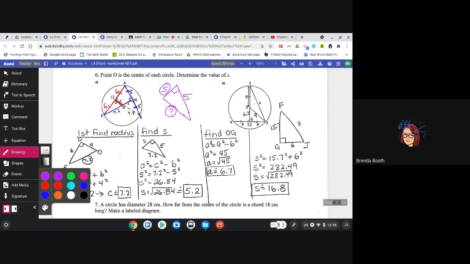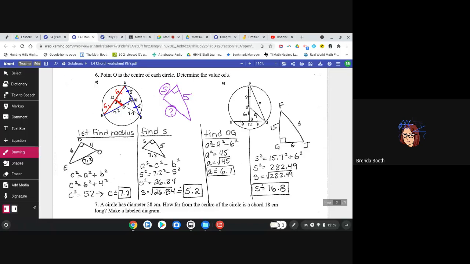So I'm looking for a right triangle that I know both sides. And the one that I know both sides, or I should say two sides, is this one right here. So even though this triangle does not have S on the triangle, it is a triangle that I can work with. So that's what I did first. I pulled that triangle out over here.